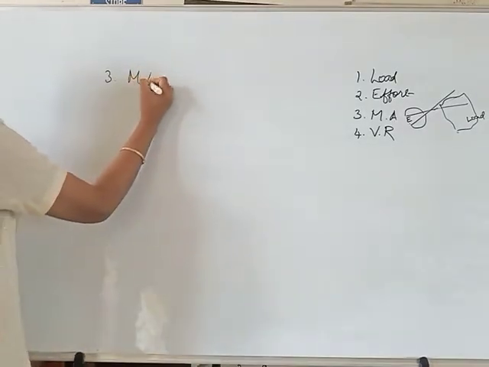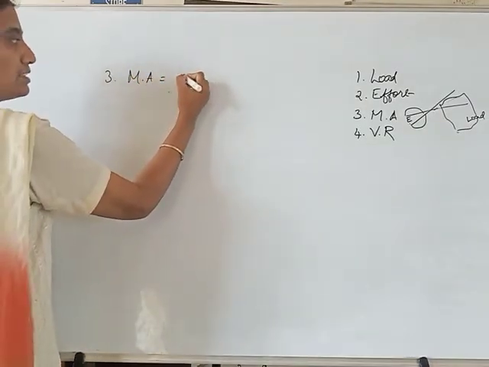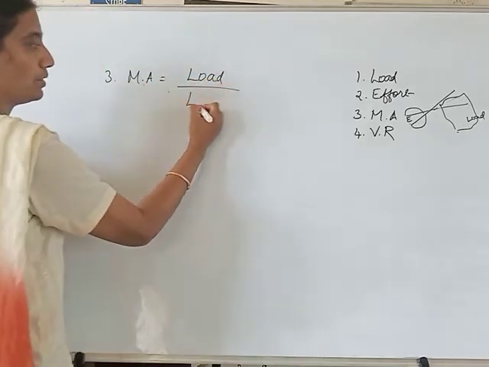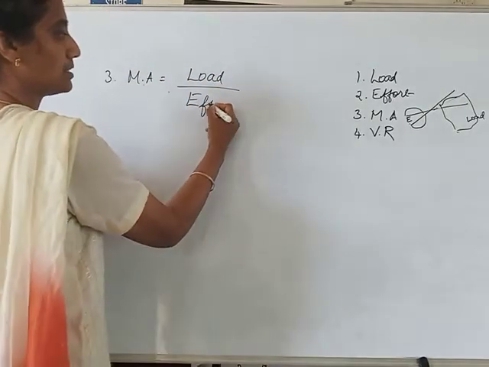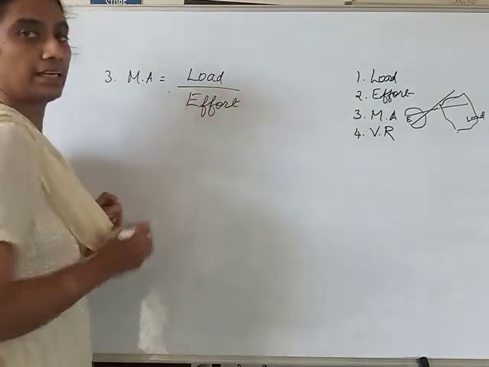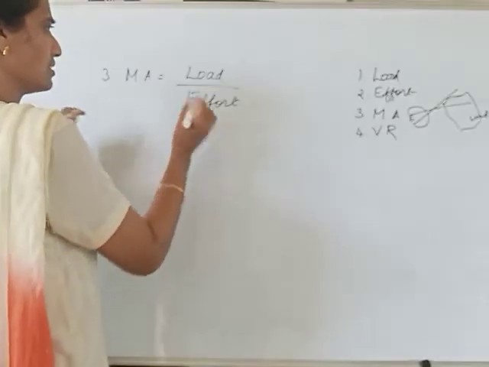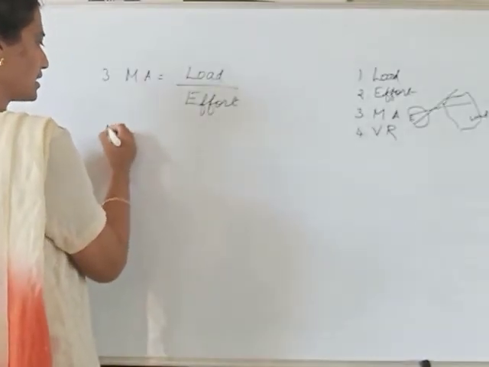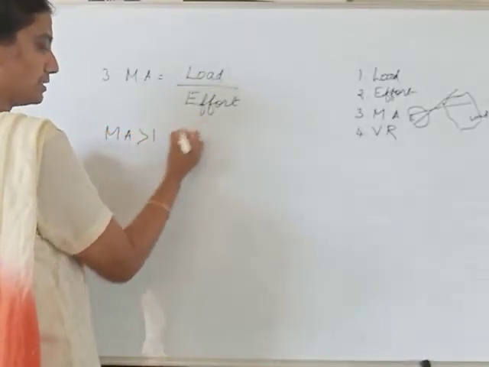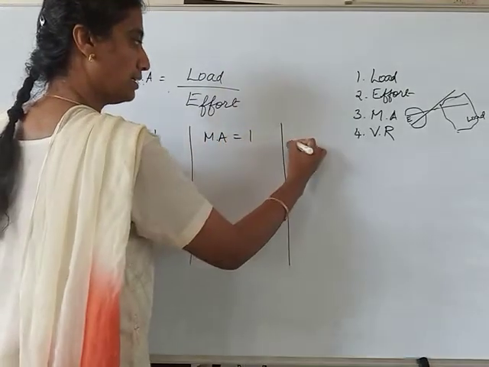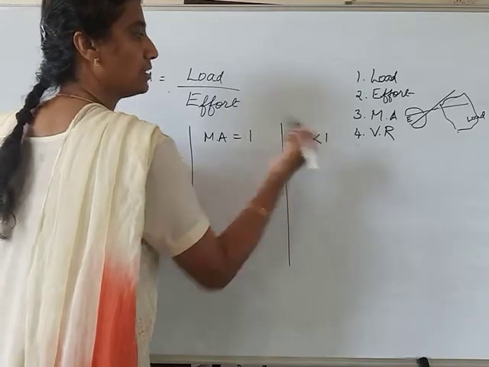Now, MA, we discussed it that day. We'll have a quick recap. MA, mechanical advantage, is the ratio of load upon effort. Okay. Now, there are three possibilities. MA can be greater than 1, MA can be equal to 1, and MA can be less than 1.